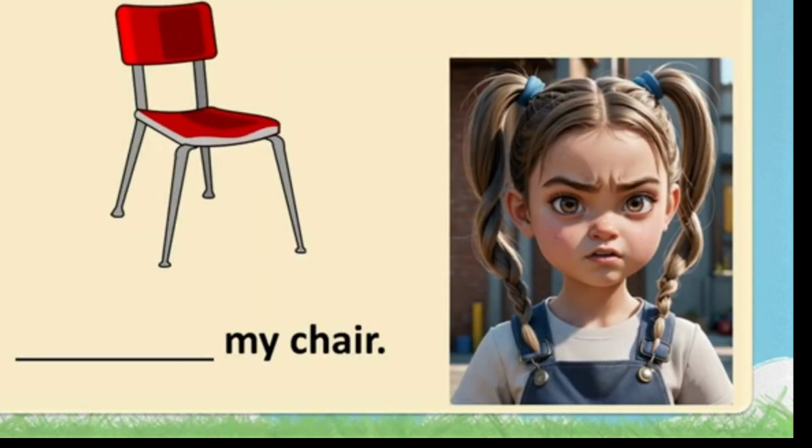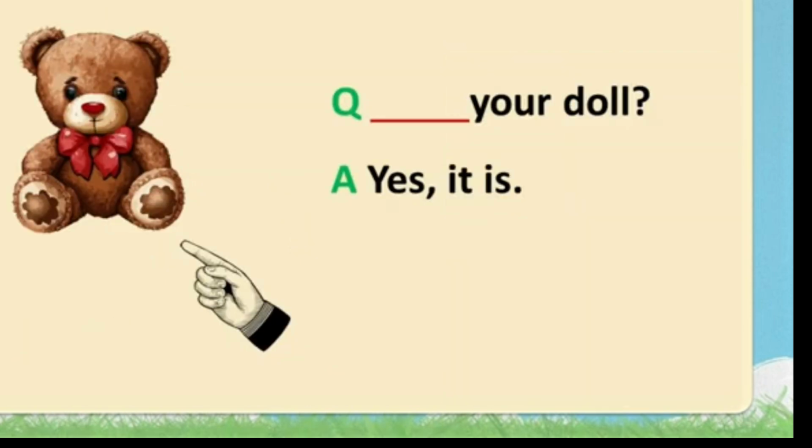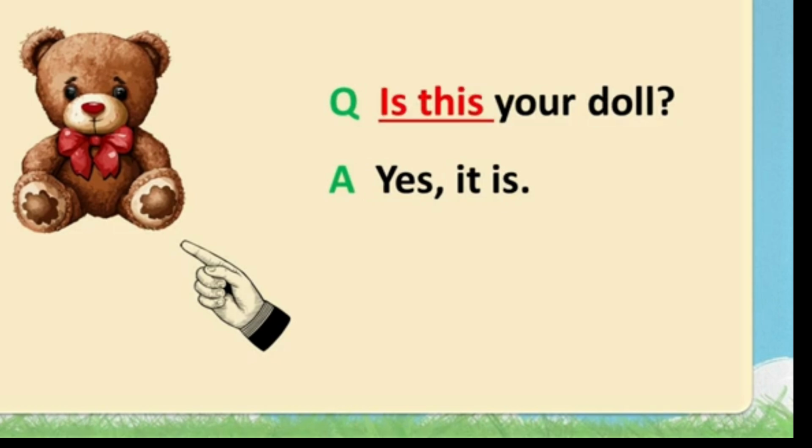Okay, we are going to move on to the other example. Look at her face. Do you think this is her chair? No, that is not my chair. Look how close the teddy bear is. Do you think this is her teddy bear? Is this your doll? Yes, it is. Doll and teddy bear, you can say both, right? A teddy bear is a doll. Is this your doll? Yes, it is.